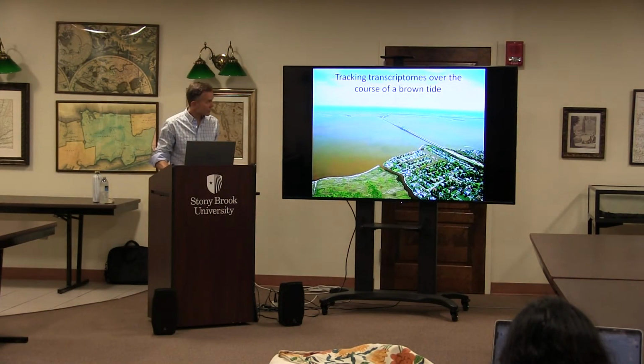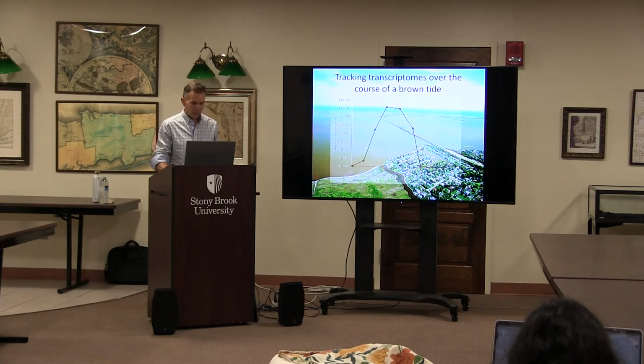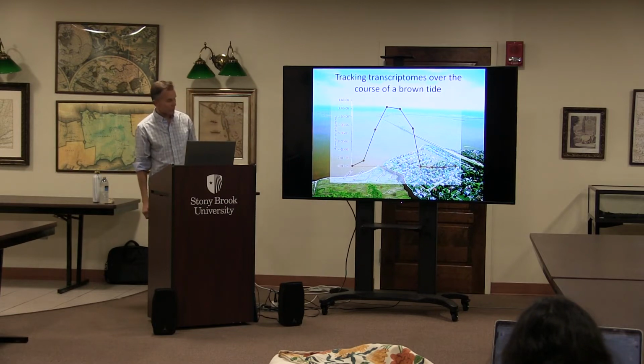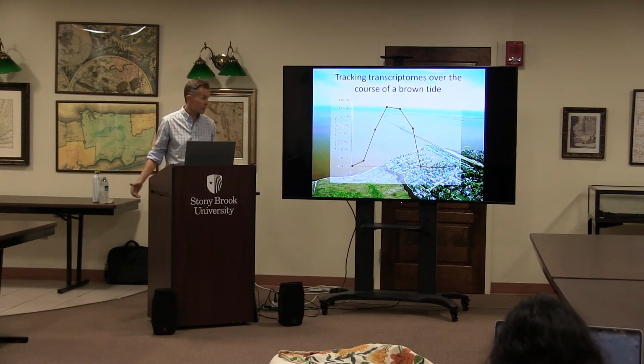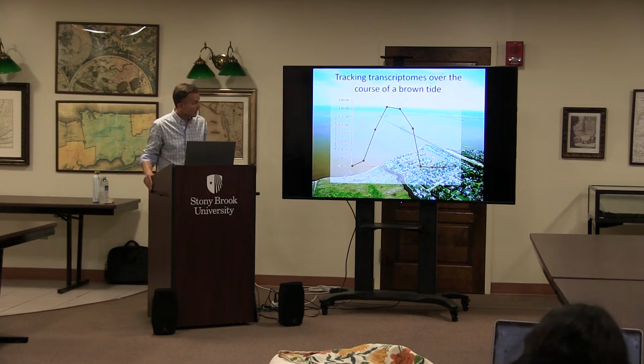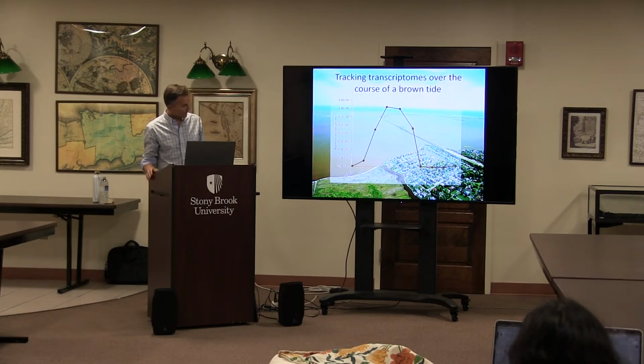Another way to look at this is to look at all the genes being expressed, not in an experimental setting, but actually in the ecosystem over the course of a brown tide. It turns out this happens to be one of the most intense brown tides recorded, actually the most intense in the last decade. This was on the South Shore, where we had almost 1.5 million cells per milliliter, 1.5 billion per liter. And you can see the time course beginning in June, peaking through July, and then done by the end of July.